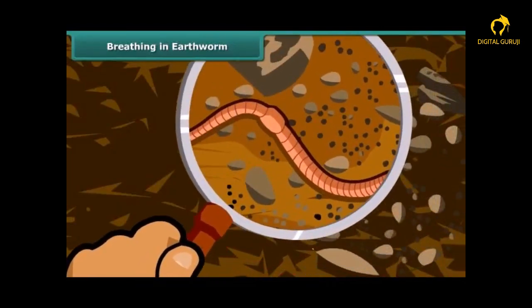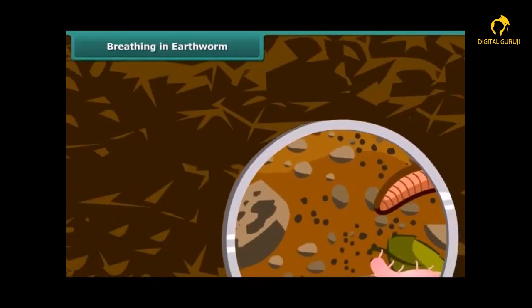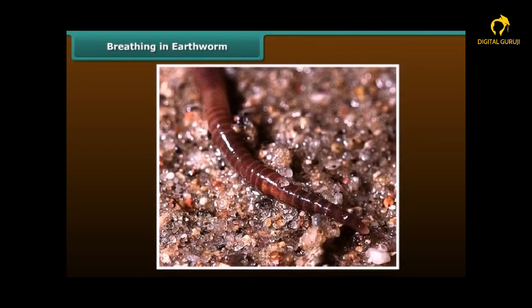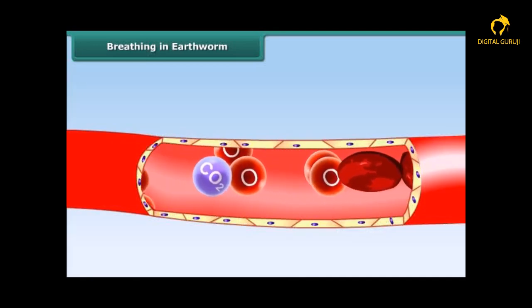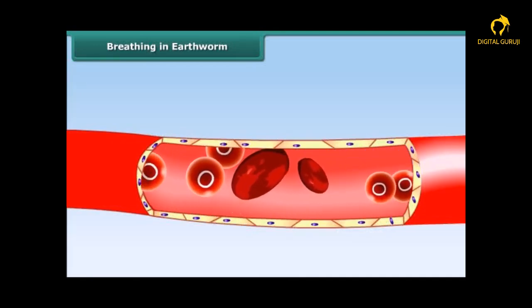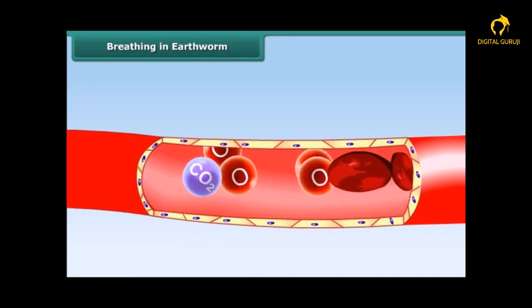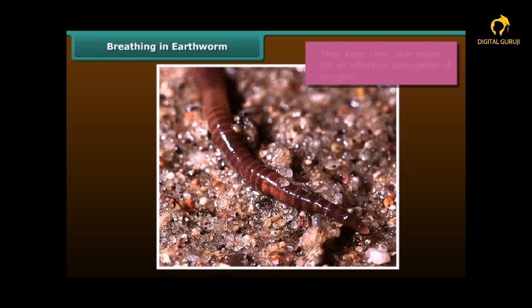Earthworms, like insects, do not have lungs, nor do they have a nose. They breathe through their skin. They absorb oxygen from air and soil. When the oxygen comes in contact with their moist skin, it dissolves, and it is absorbed through tiny blood vessels and circulated throughout the body. The same blood vessels carry the carbon dioxide to be expelled through the skin. For an effective absorption of oxygen, earthworms keep their skin moist.